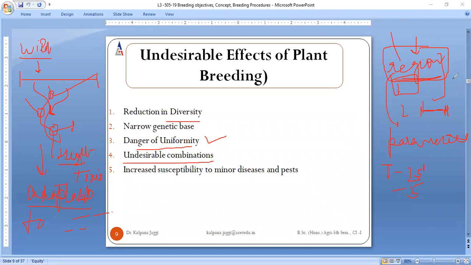And because genetic content is being modified and has become narrow, as a result, very important, see here, genetic content was very vast. Instead of vast, I would like to say it was very wide. When the genetic content was very wide, it was not susceptible to a number of diseases. But when the genetic content got narrow, then as a result, the crop species became susceptible to diseases and pests, right? So these are certain undesirable effects of plant breeding.